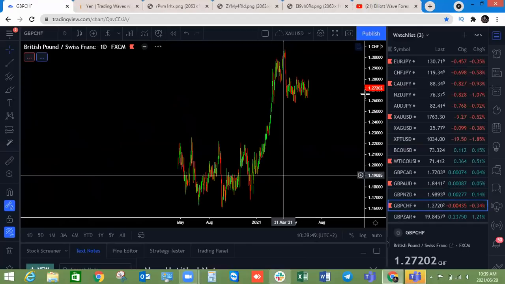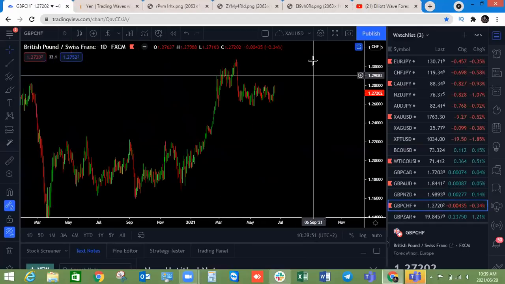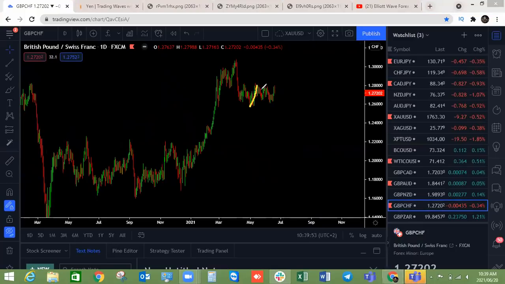Pound CHF. I'm on the daily still. It's a very clear structure on the daily. Pound CHF, we're still going to look for this to continue to push to around these levels. So this structure will complete, then this, before we see a move to the upside.